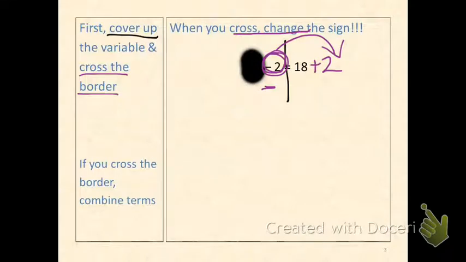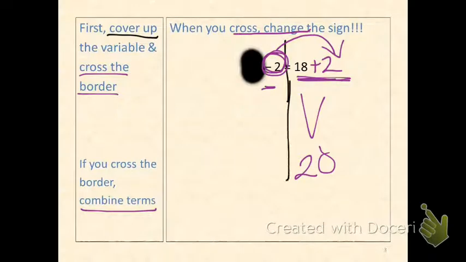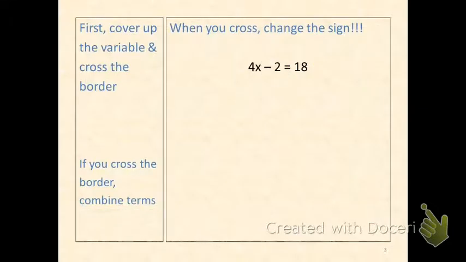Now we go down here. It says if you cross the border, combine like terms. So when we look at this, we know that we can combine those. We've talked about that already, and we know that 18 plus 2 equals 20. So then when I look back at my variable, I have 4x equals 20. We are not done though, because as you can see, that x is not alone. We still have to figure out what that is. So we'll go to the next slide.